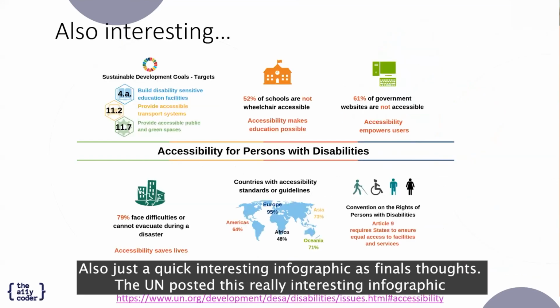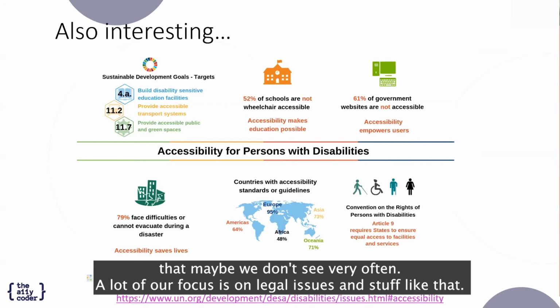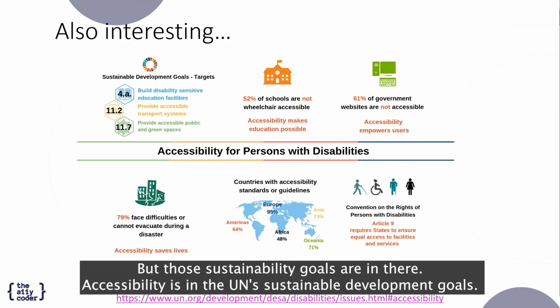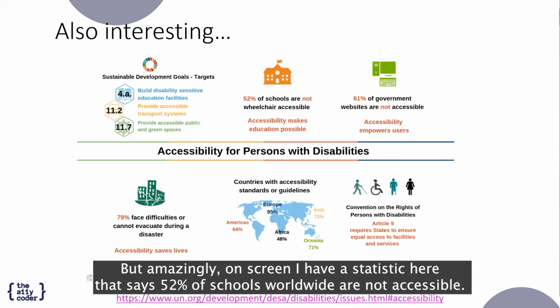Also, just a quick, interesting infographic as final thoughts. The UN posted this really interesting infographic that maybe we don't see very often. A lot of our focus is on, again, legal issues and stuff like that. But those sustainability goals are in there. Accessibility is in the UN's Sustainable Development Goals. But amazingly, on screen, I have a statistic here that says 52% of schools worldwide are not accessible.